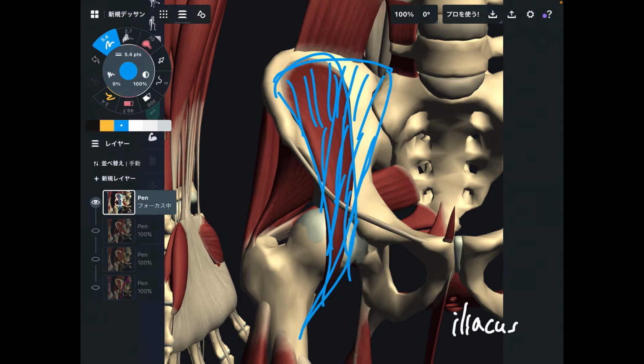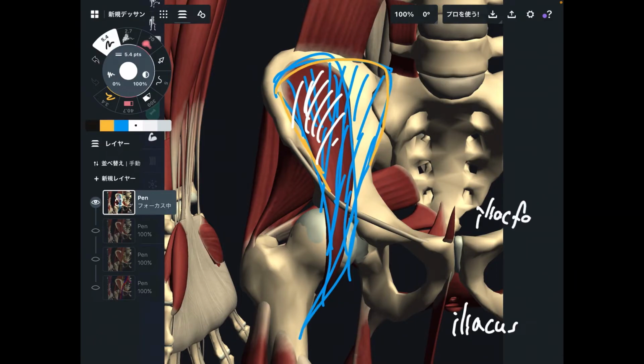As I said, iliacus is bigger than it looks in this picture. The origin of iliacus is about here. The famous origin is the iliac fossa. Fossa means concave surface in anatomical terminology. Inside part of the pelvis there is a big fossa, right? This is the iliac fossa. Again, iliacus is wider than it looks.